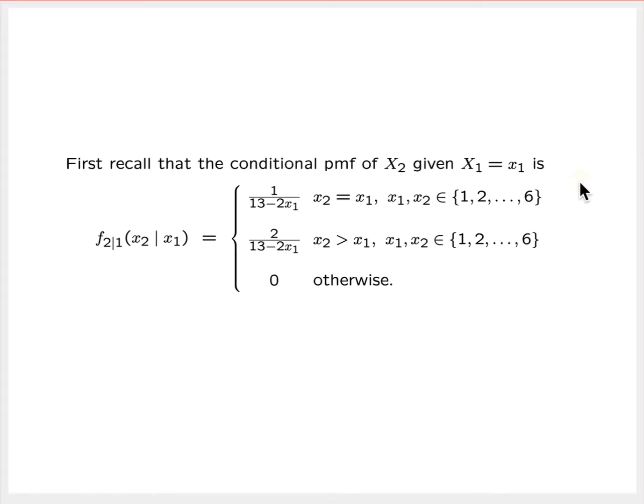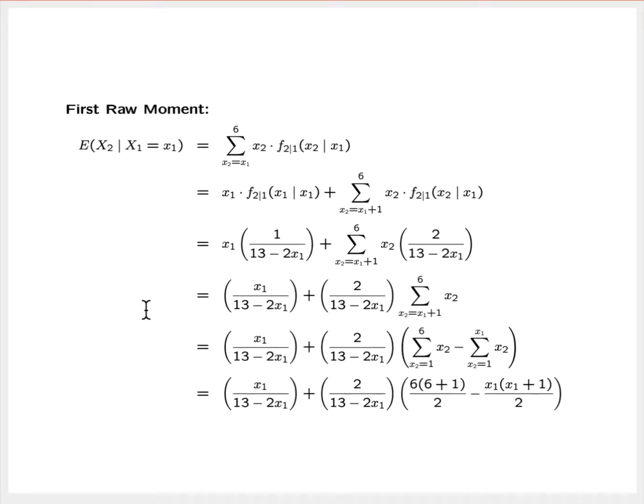That's perfectly fine. So, okay, the conditional PMF of x2 given x1, for values of x1 and x2 in the integers from 1 to 6, specifically where x2 is equal to x1, evaluates to 1 over 13 minus 2 times x1. When x2 is greater than x1, then it evaluates to 2 over 13 minus 2 times x1. And then for any other values of x1 and x2, the conditional PMF of x2 given x1 evaluates to 0.